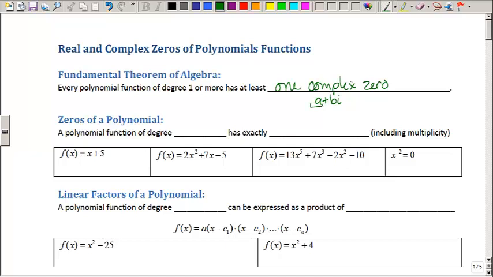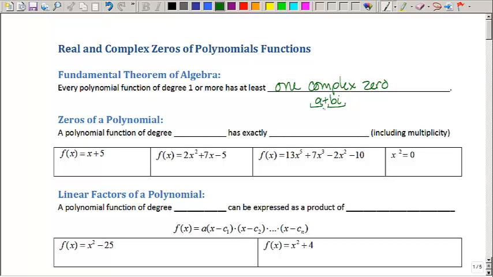Now, don't forget that complex is in the form a plus bi, but it could just be the real part, a, or it could be just the imaginary part, the bi, or it could be both of them together. So every polynomial function of degree 1 or more has at least one zero or root. Next, let's remind us of the definition of zeros of a polynomial.